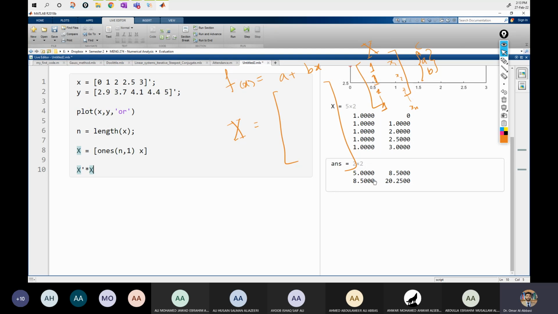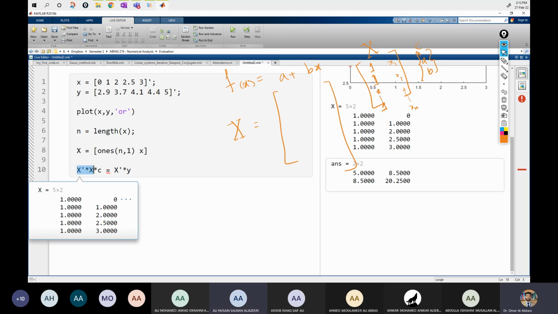Take X transpose times X. Okay, and we said this is times C, and that is equal to X transpose times Y, because we need to multiply both sides of the equation by the same matrix or coefficient or variable, correct?